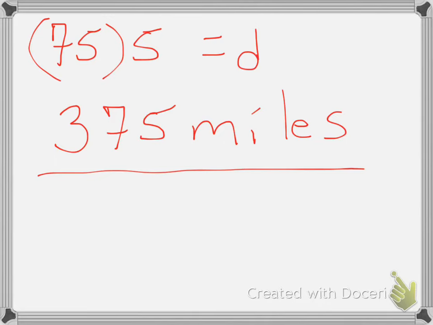I took the time for the 75 mile per hour train and said that that was t plus 2, and t was the time for the 125 mile per hour train. Alright, I'm not as bad as I thought I was. Let's take a look at number 5.